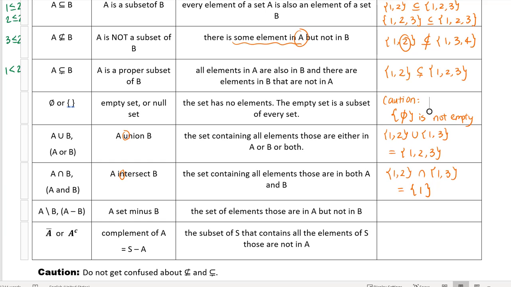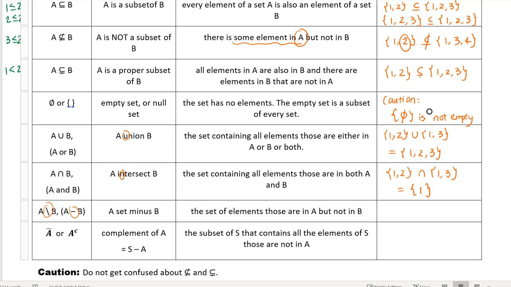Okay, next. Set minus. A set minus B. We can use this notation or that notation. It means it's the set of elements that are in A but not in B. Okay? And be careful, we don't require B to be a subset of A.